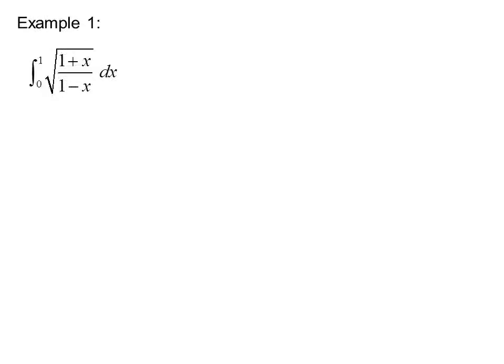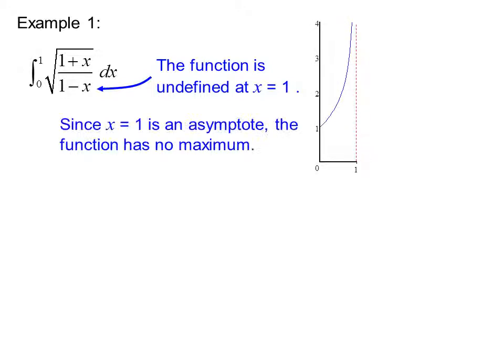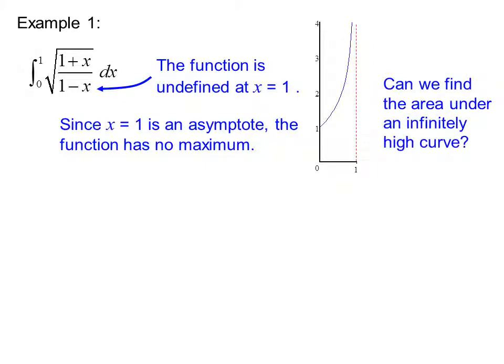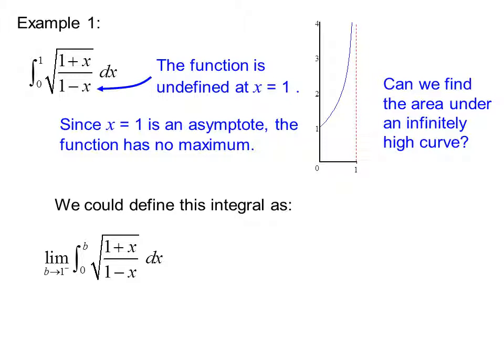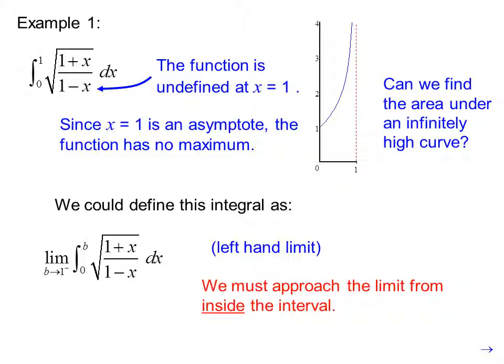Example 1. The integral from 0 to 1 of radical 1 plus x over 1 minus x dx. The function is undefined at x equals 1. Since x equals 1 is an asymptote, the function has no maximum. Can we find the area under an infinitely high curve? We could define the integral as the limit as b approaches 1 from the left-hand side of the integral from 0 to b of radical 1 plus x over 1 minus x dx. This is a left-hand limit. We must approach the limit from inside the interval.